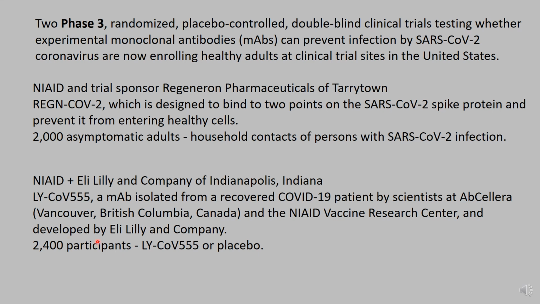Another company, Eli Lilly, together with the NIH, is also looking at a specific monoclonal antibody that they isolated and characterized. And here again, there's about 2,400 participants that will be given either this monoclonal antibody or a placebo to see whether it's effective. And as far as I know, this trial might be targeted at patients who might be at nursing homes as well as patients who are hospitalized. So they are looking at a larger number of patients for the Eli Lilly trial.